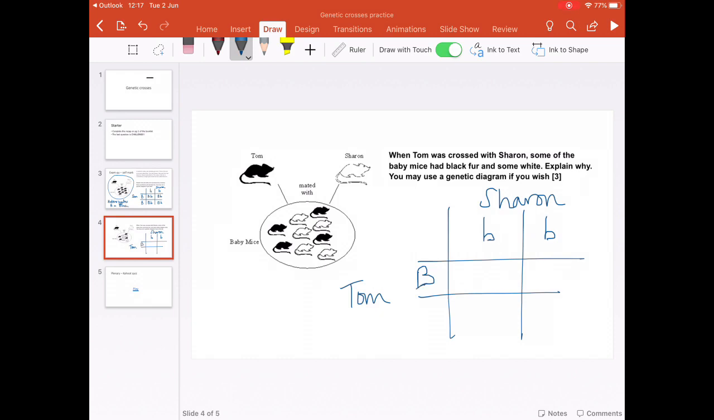But this time Tom, in order for there to be some white babies, white is the recessive, so it means it must be a homozygous recessive if it's going to be white. And that means that Tom must be a heterozygote. If he doesn't have a little b allele to give away, then there wouldn't be any white babies. And we know that he's got black fur, and there are some black babies, so he must have the dominant allele as well. So Tom's a heterozygote. And then again, I'll do my cross.